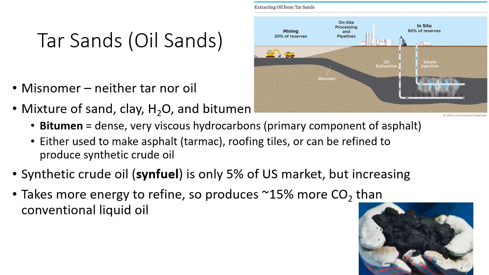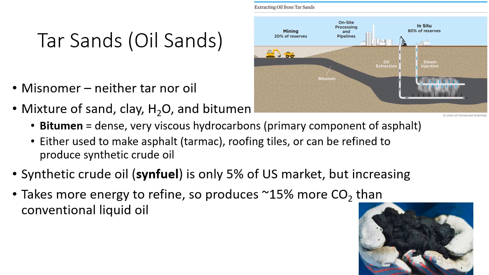The next unconventional oil source that we're going to talk about is tar sands, which is a little bit of a misnomer because it's neither tar nor oil. It's a mixture of sand, clay, water, and bitumen. And bitumen is not the same as bituminous coal, but it shares the same root word. It's a very dense, very viscous hydrocarbon, and think like kind of asphalt. Like it's super thick. It's kind of like very, very thick putty.